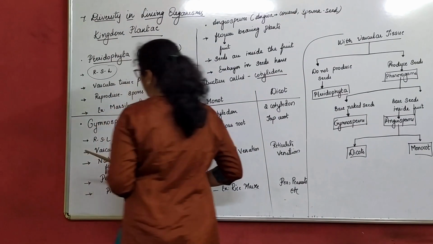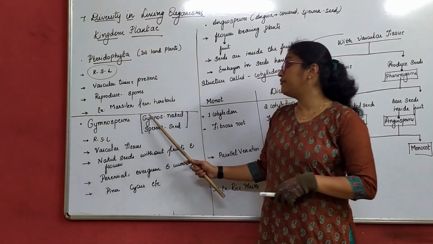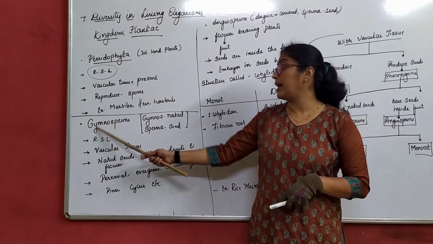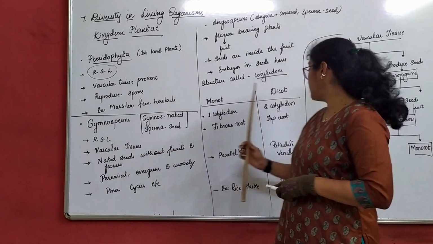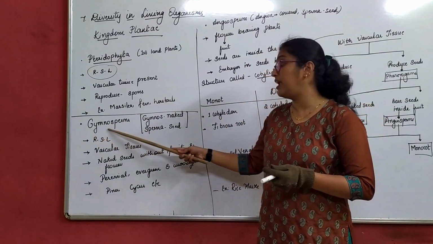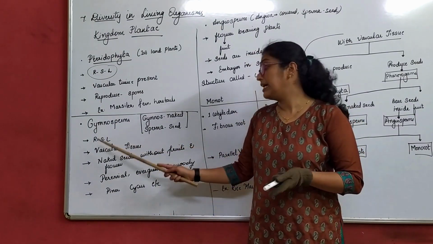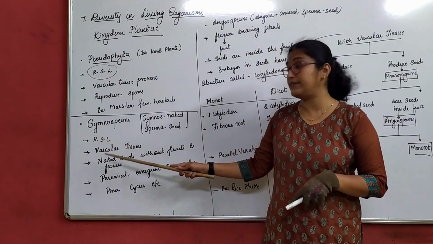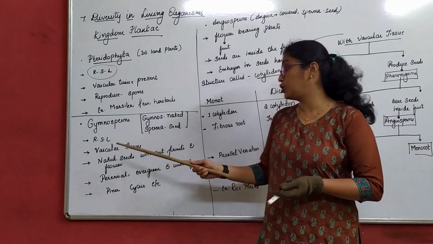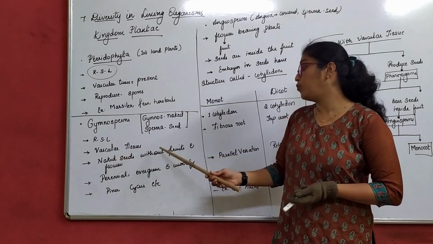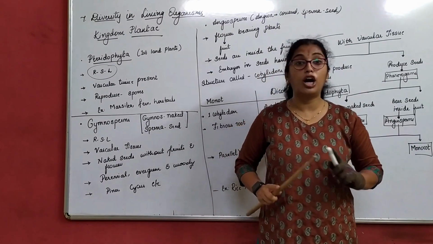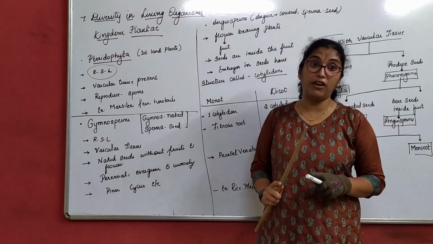So what are gymnosperms? Gymnos means naked, sperma means seed. That is why the name gymnosperms, which have bare and naked seeds. Again, this has a well differentiated body. That means it has root, stem and leaves. Again, vascular tissues are present because they come under vascular tissues. Next, naked seeds without fruits and flowers. That means these will produce seeds but they are not producing any fruits or flowers, right?